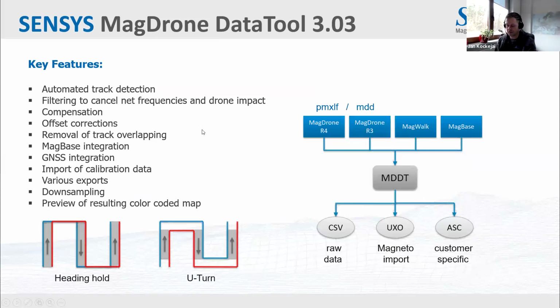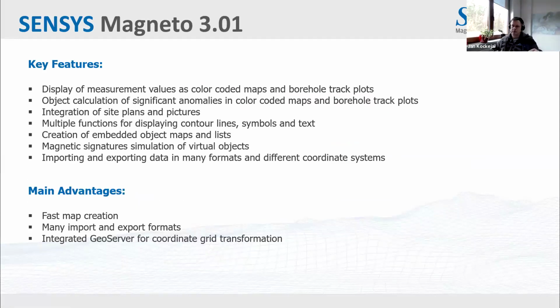Key features of Magneto. You have really fast map creation. You get a display of the measurement values as a color-coded map, also borehole, but that's something else. And object calculation, which I will show with the data. You can integrate a lot of things, and of course you can create and export object lists and object maps.